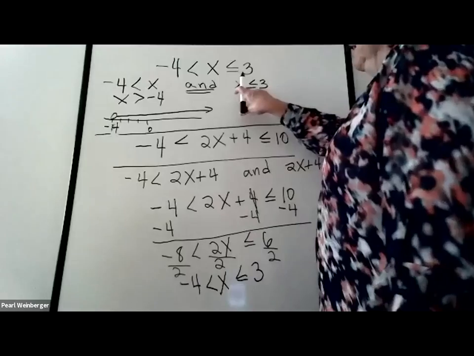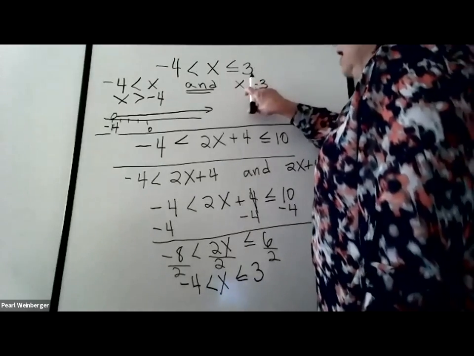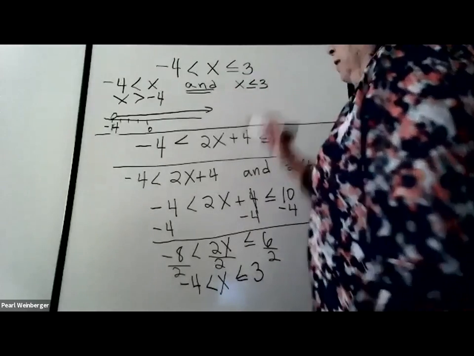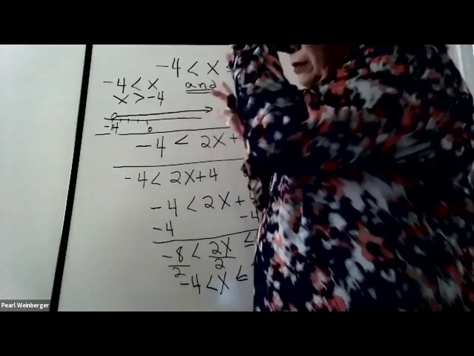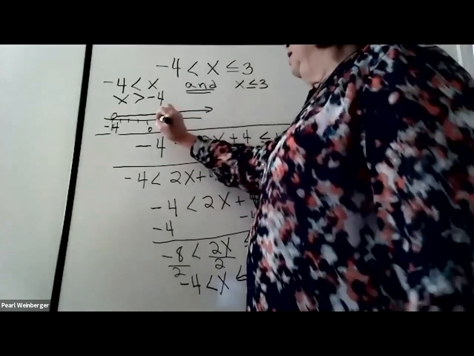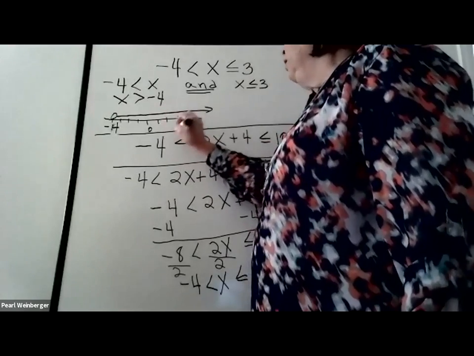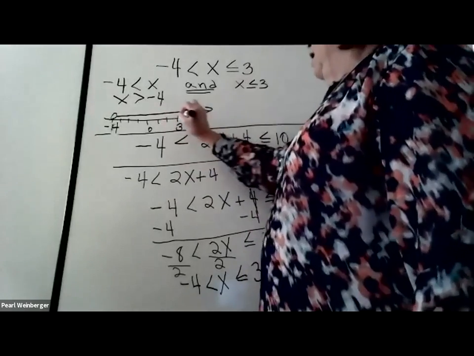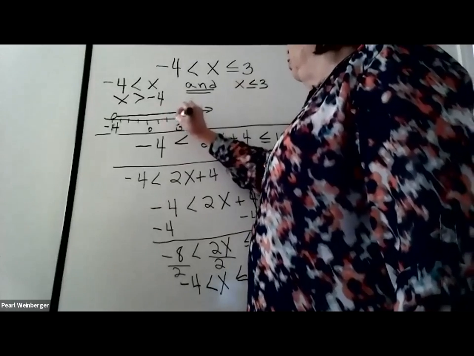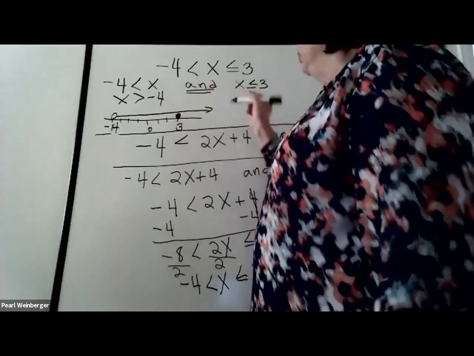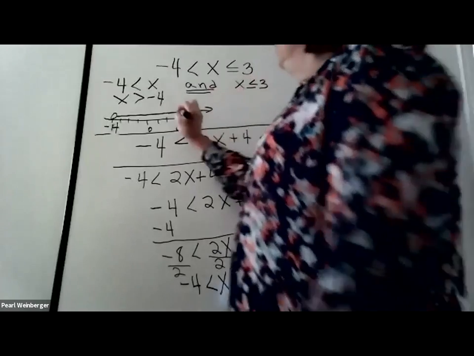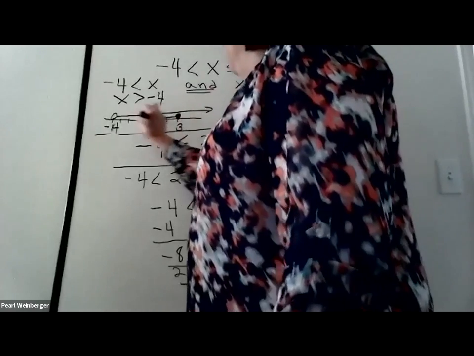The second thing says x is less than or equal to 3. So I'm going to put that on the same exact number line. I'm going to go to the 3, which is right here, and put a filled-in circle at 3 because it says less than or equal to.